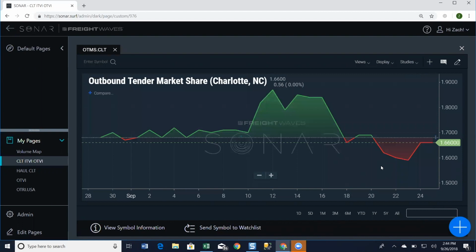Let's see. I believe this is the last one. Any plans for future integration of load board data to capture capacity information? Not as far as I know.